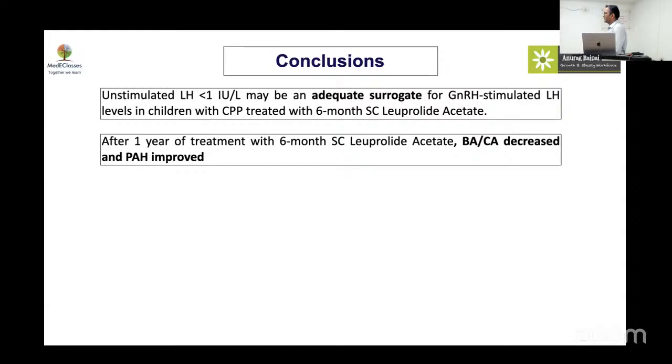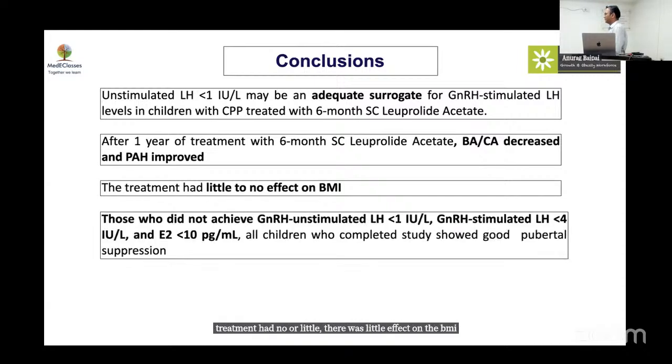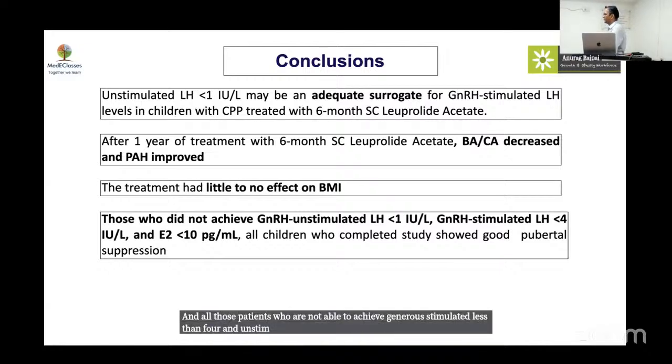All patients had a suppressed bone age to chronological age ratio, and the predicted adult height improved. Treatment had little effect on the BMI. And all those patients who were not able to achieve GnRH-stimulated LH less than 4, unstimulated LH less than 1, and estradiol less than 10, all of those patients in the study had a good pubertal suppression.